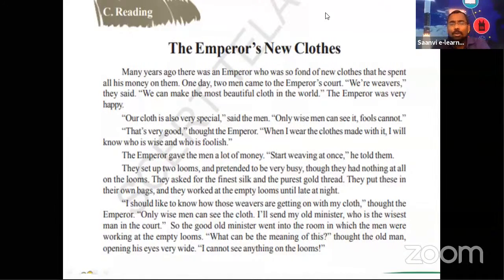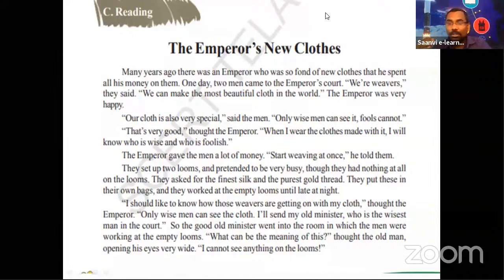Then the emperor said, that's very good, thought the emperor. When I wear the clothes made with it, I will know who is wise and who is foolish. So if there is a cloth something like that, we can easily find out who is wise and who is foolish, isn't it? Am I correct? Yes. So there is no cloth present on earth like that. So here, these men said that they can create the most beautiful cloth in the world, but there is something special about the cloth. Only the wise men can see it, the fools cannot see.